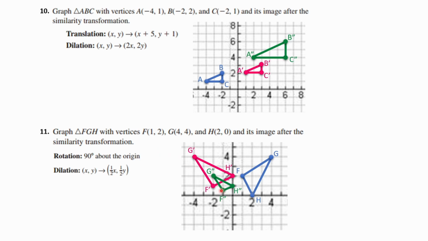F double prime here is going to be at -1, +1/2. H double prime is going to be at 0, 1. And G double prime is going to be at -2, +2. -2 on the X, +2 on the Y.